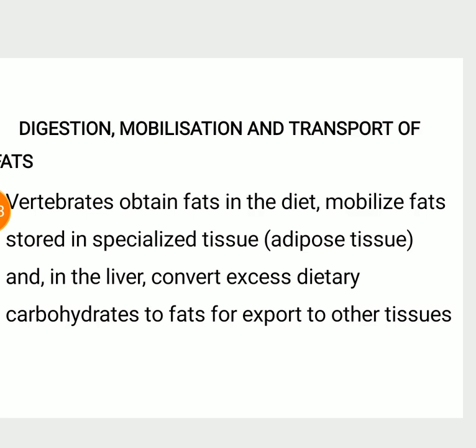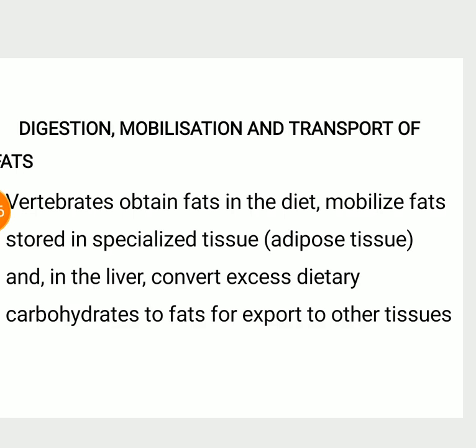So right now we're going to have digestion, mobilization, and transportation of fats. How does it occur? We're going to see that vertebrates obtain most of their fats from the diet. They take it within the diet. They just eat it, they take it orally. Afterwards, they can use it for tissue respiration, that is within the different vital organs, or they can mobilize it and then store it within the adipocytes. So they can do it in a series of ways.